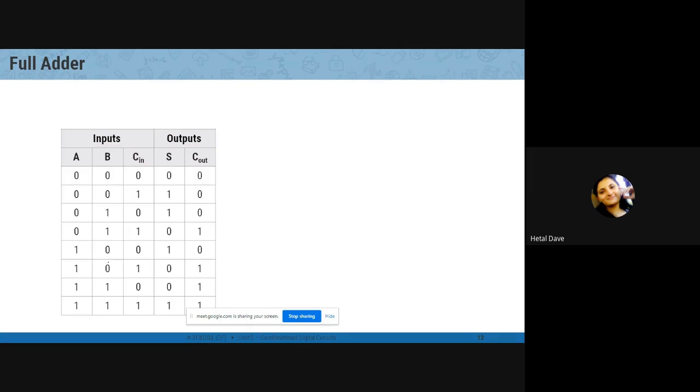So here, sum column: 0,0,0, output is 0. C out is also 0. 0,0,1: sum is 1, carry will be 0. We have seen a simple addition in our first chapter, if you remember. So based on it, you will fill all these columns.